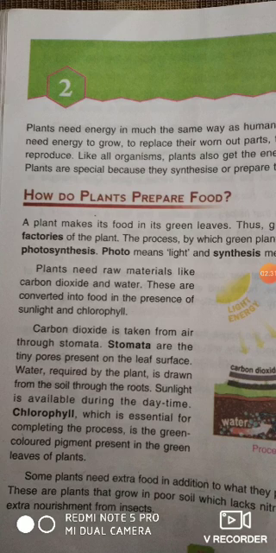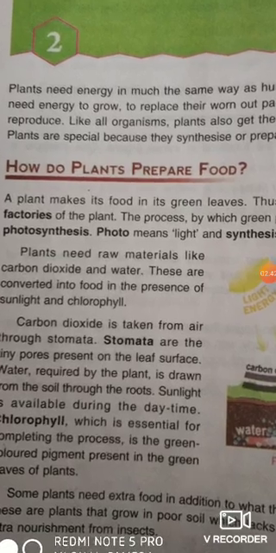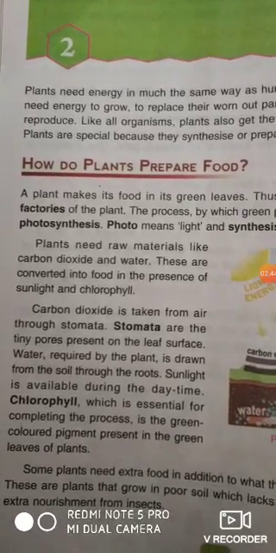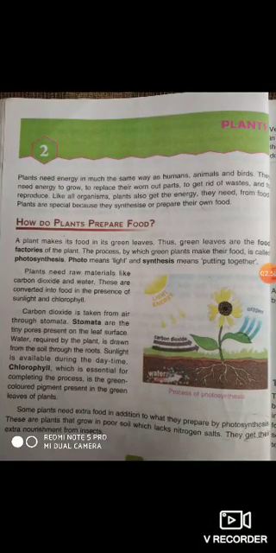Carbon dioxide is taken from the air through the stomata. Now the question is, what is stomata? Stomata are the tiny pores present on the leaf surface. And what is chlorophyll? Chlorophyll is the green pigment which is present on the leaf, which helps in the process of photosynthesis. This is all about the process of photosynthesis.